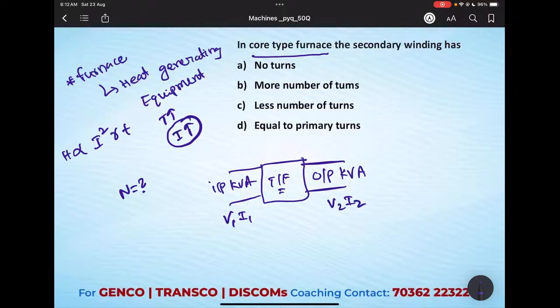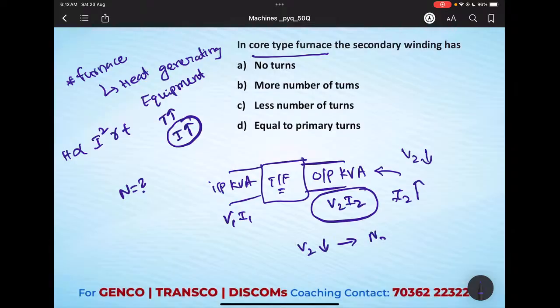We are talking about the secondary turns. We need high current, that means I2 needs to be very high. If I2 is high, in order to maintain constant kVA, V2 needs to be less. Understood? As V2 is less, the number of turns on the secondary side also needs to be less, because the induced EMF is directly proportional to the number of turns. Clear? So our option is the less number of secondary turns.